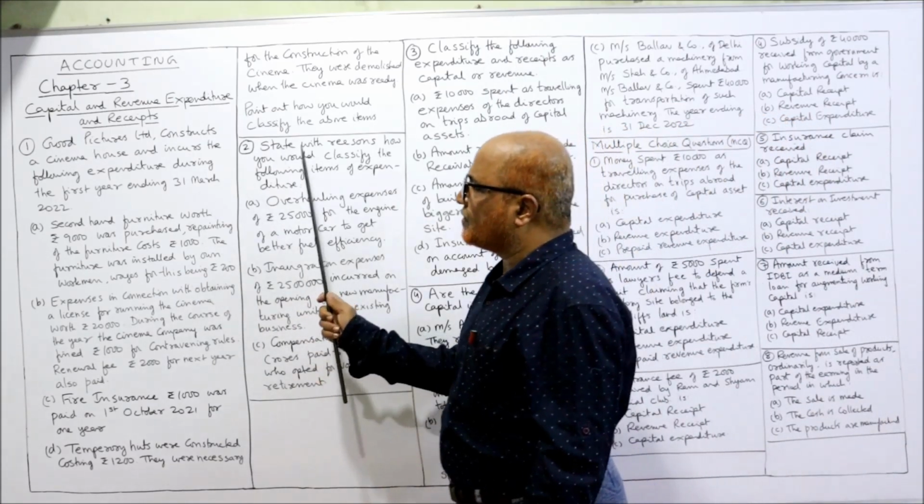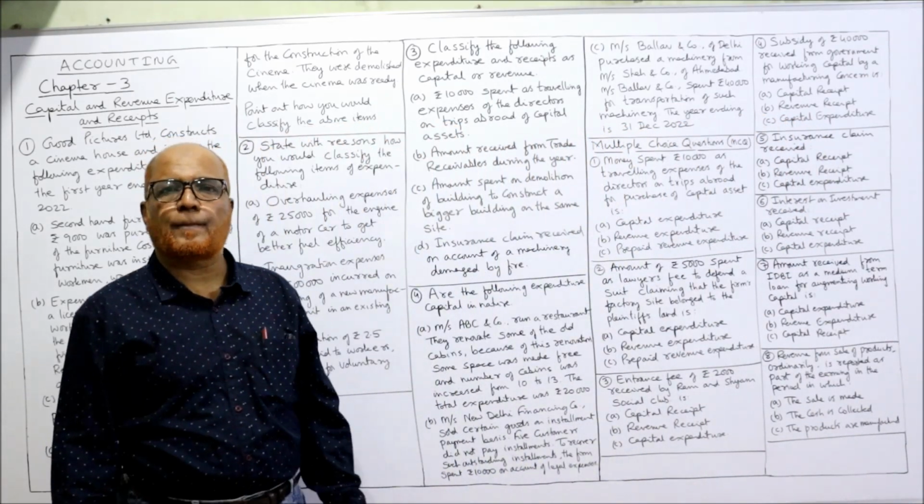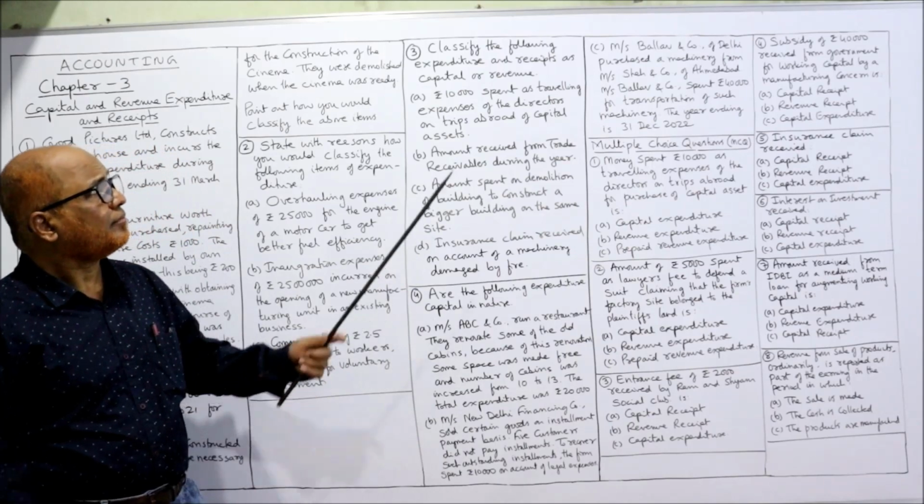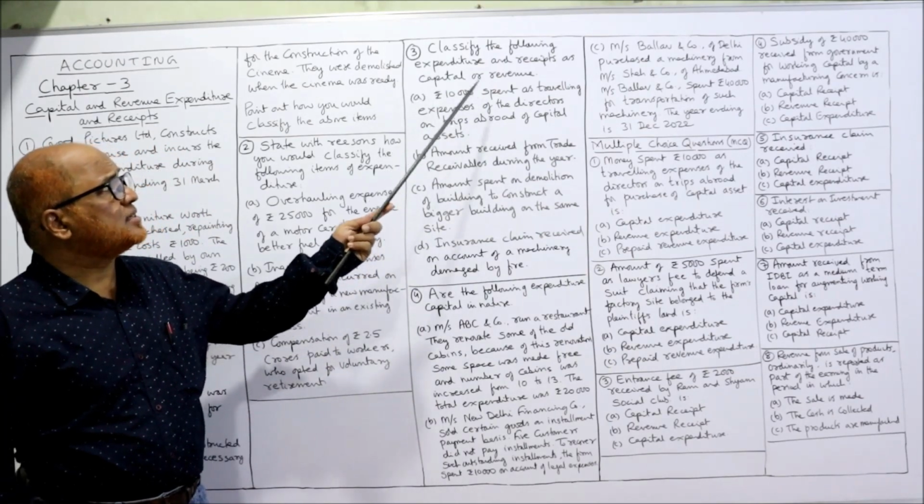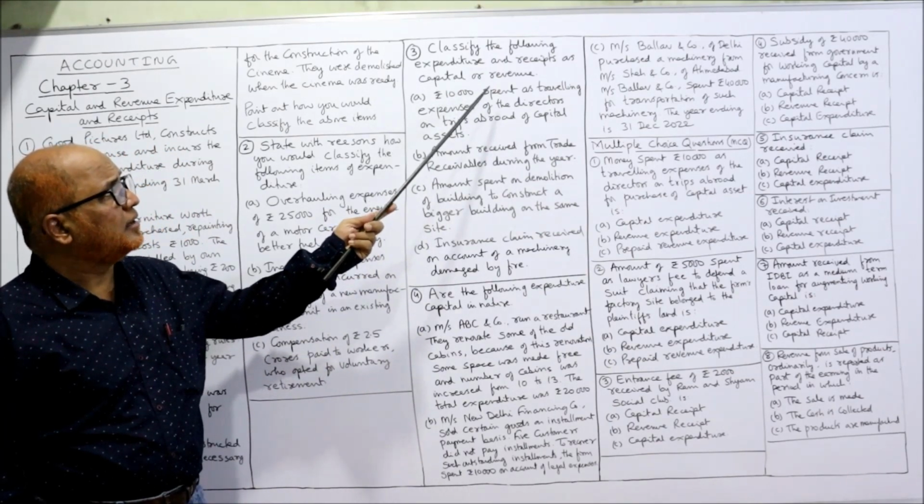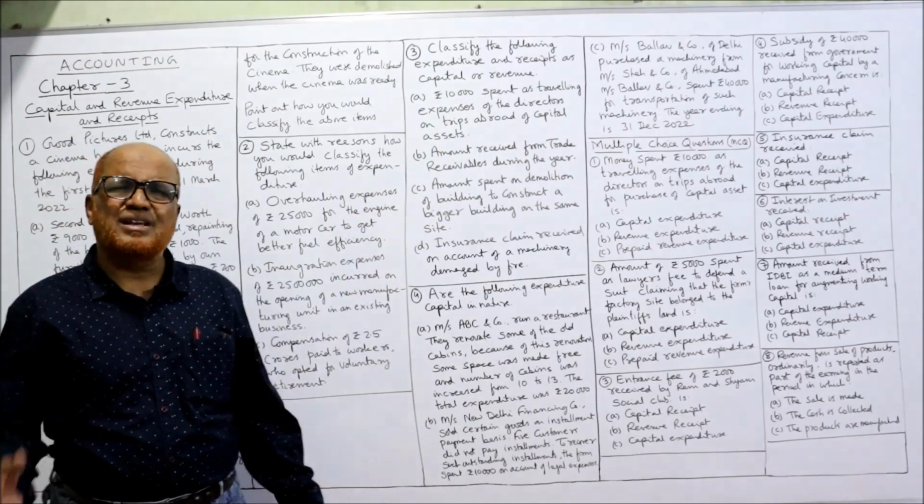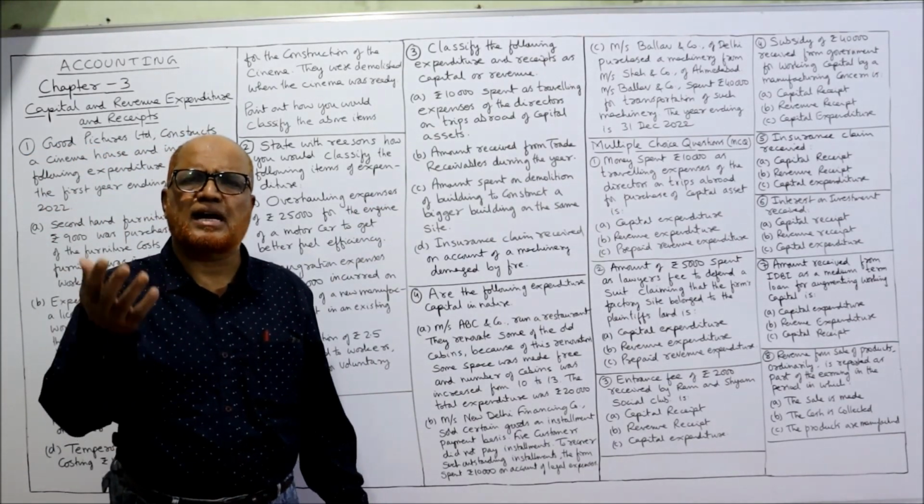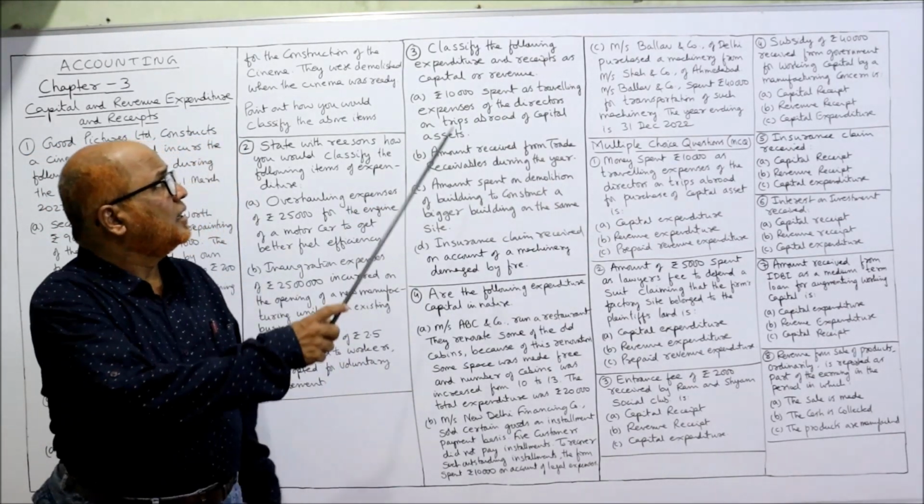Now, 2 questions I have completed. Now I am reading out the third question. Classify the following expenditure or receipts as capital or revenue. Some receipts are given. You have to identify whether it is a capital receipt or revenue receipt.